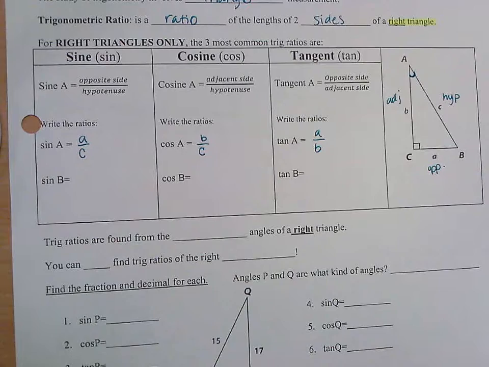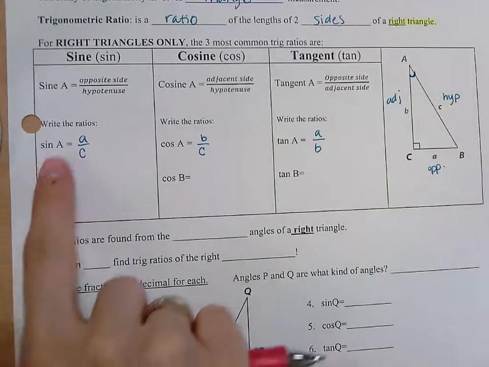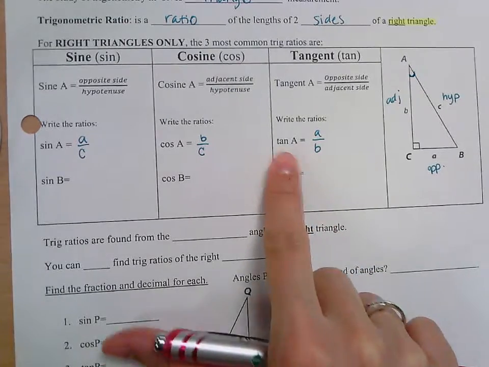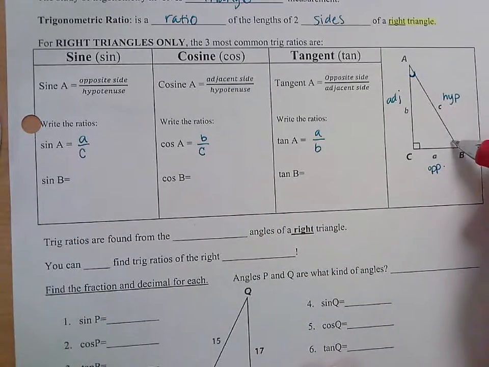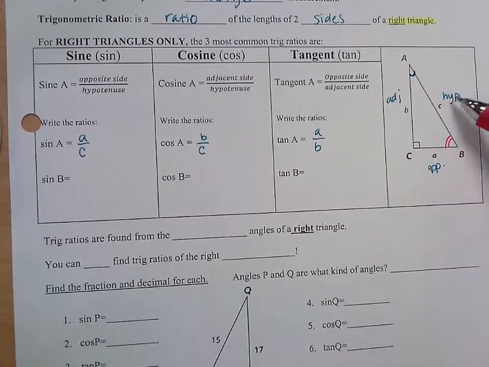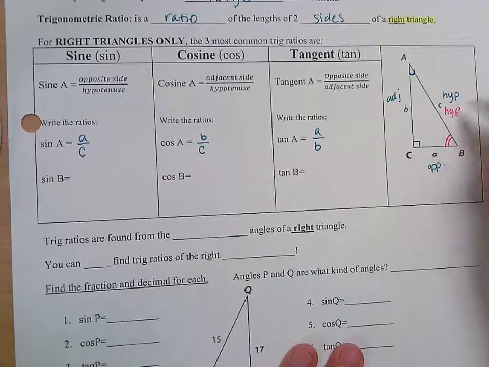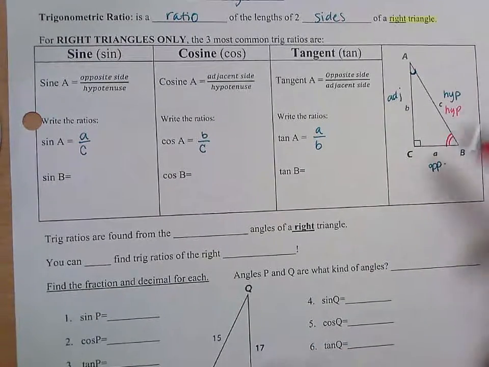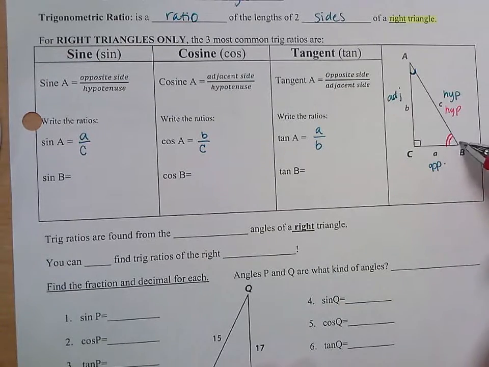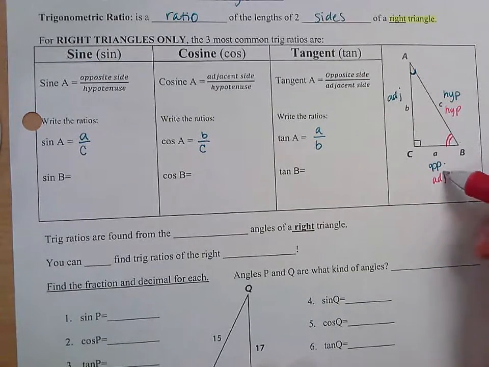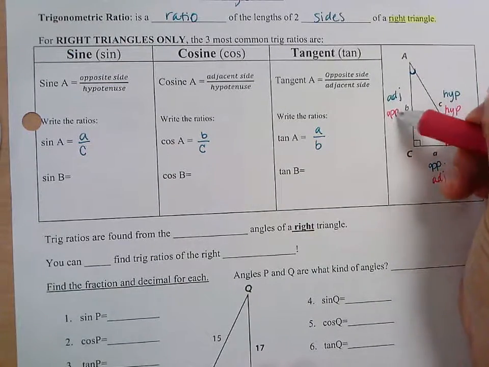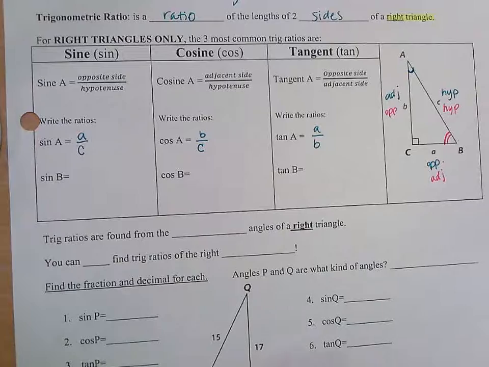Okay, and now I'm going to use a different color for angle B, because notice that was sine of angle A, cosine of angle A, tangent of angle A. If I change the angle to angle B, my hypotenuse is still C, but my adjacent and opposite now switch, because side A is next to angle B. So this is now the adjacent side for angle B. And then side little b is the opposite of angle B.